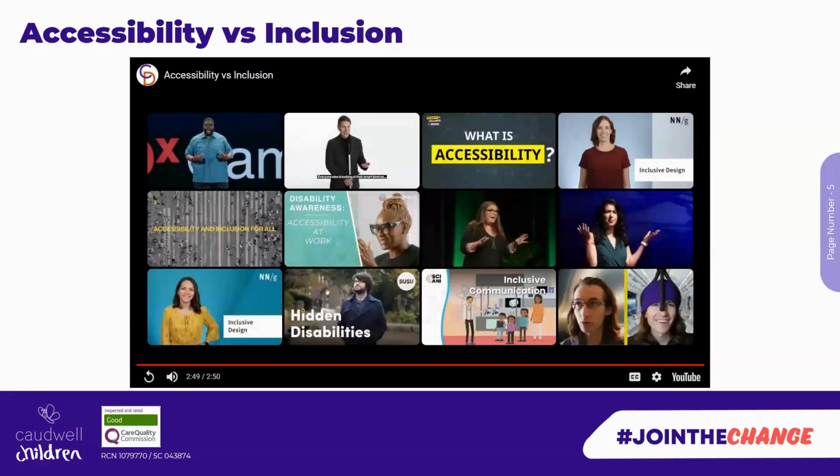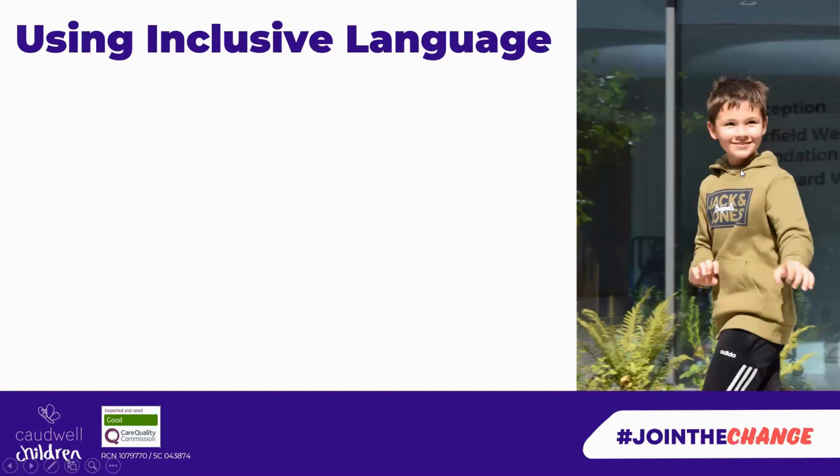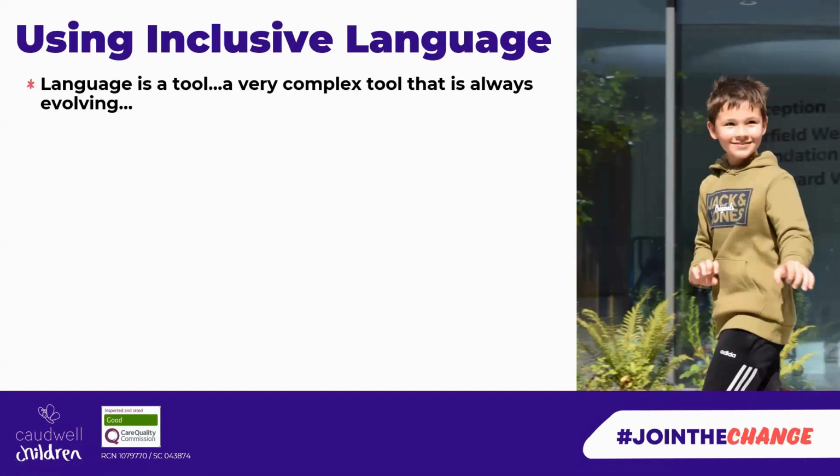Okay, so if we have a little look at language then, language is a tool and it's a really complex tool that is always evolving. So sometimes we might struggle to understand the latest slang, or we have to start using new phrases or expressions. Did anyone prior to 2020 think they'd describe themselves as going for a socially distant walk? But these things crop up and change all the time, don't they?